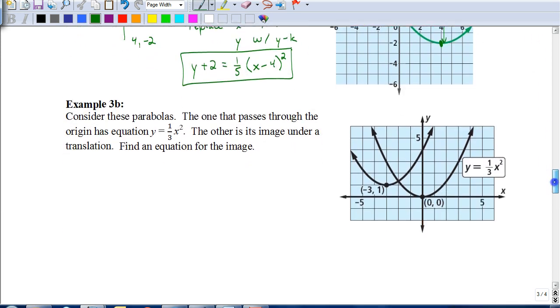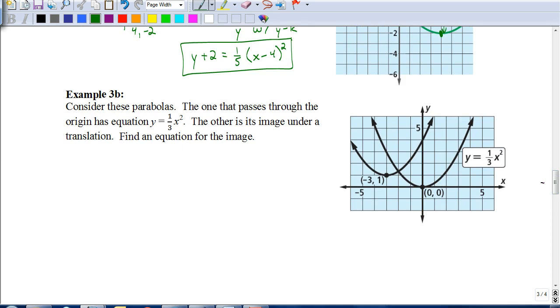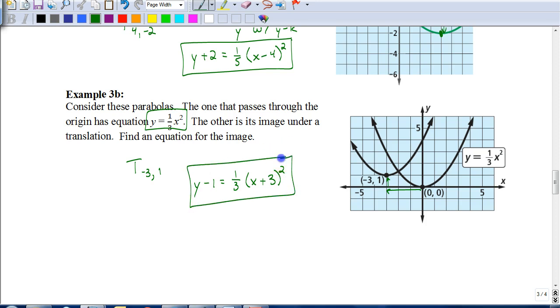Let's try this last one. So with this one, we would translate it to the left 3 units. So it's going to be negative 3. I'm going to move it up 1 unit to be a positive 1. So my new equation, if we look at this one, it's going to be, again, replace y with y minus k, so y minus 1 equals the 1/3. And then x minus negative 3 becomes x plus 3 in parentheses squared. And that would be your answer.